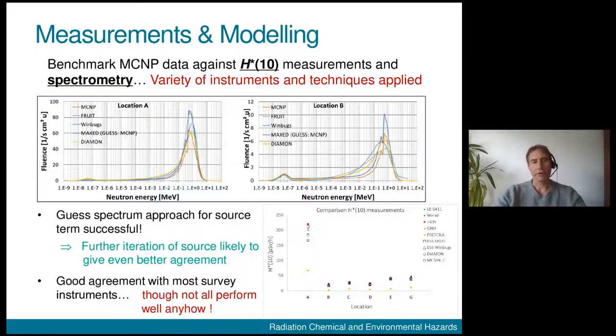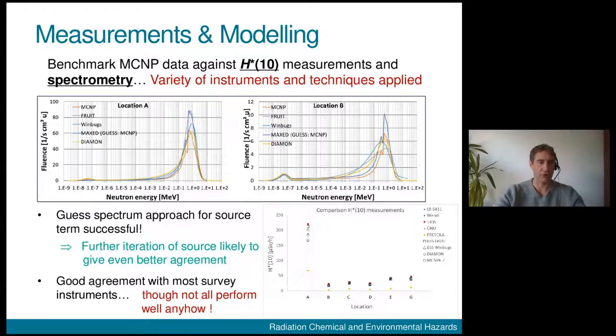And of course, it's very important in this case to benchmark against measurements and spectrometry, because we didn't know exactly what the source term was. So first of all, we used Bonner spheres at the various measurement locations to estimate the fluence distribution of the field at each point, which we could then compare against the Monte Carlo model. And by iterating the source, we were able to come up with something that agreed with those measurements.